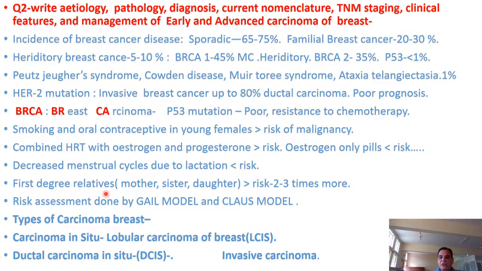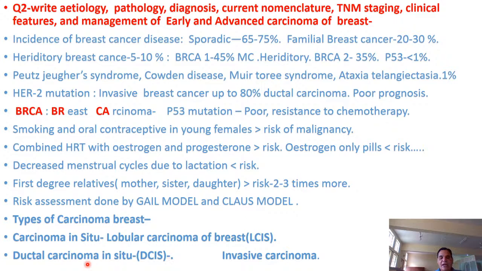First degree relatives have 2 to 3 times more risk. And how do you calculate? There is a model. These models of risk assessment are called the Gail model and the Claus model. We will consider the Gail model, which is commonly used. What are the types of carcinoma of breast? Simply remember. Types are carcinoma in situ, CIS. Lobular carcinoma in situ, this is LCIS.